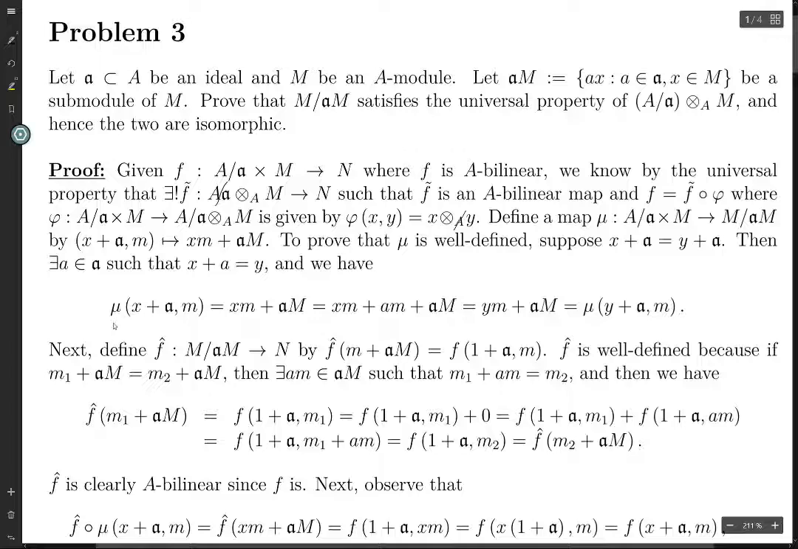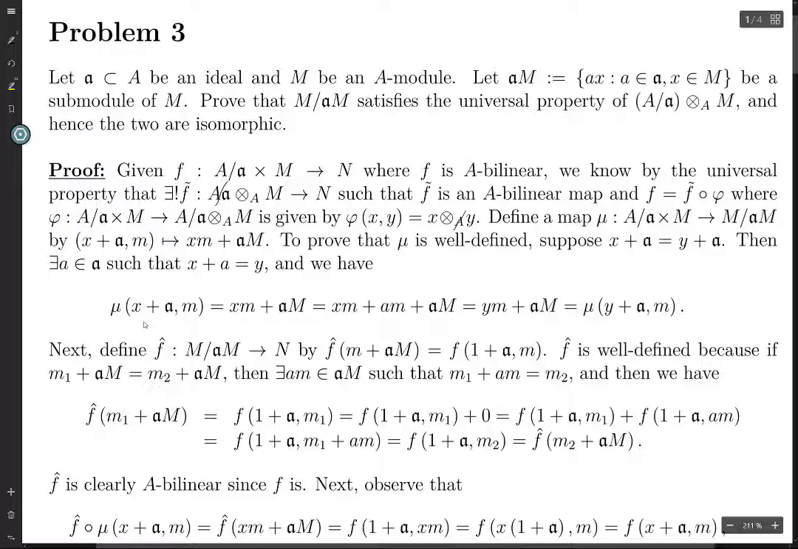Anyways, if we take mu of x plus 𝔞 with m, it's this, but because am is in 𝔞M, you can write this like this, and then this is precisely ym plus 𝔞M. So really, all we're using here is that am is in 𝔞M. And so that proves that it doesn't matter which coset representative we use in the first coordinate, we'll get the same answer. And so it's well defined.